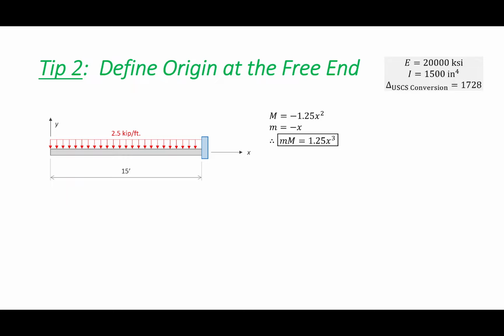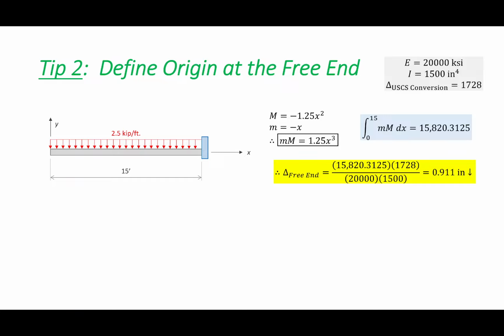So I cut a section, look this way. This is what we did in class. I got a big M of negative 1.25x squared, a little m of negative x, multiply the two. So my deflection is computed as follows. I integrate from here to here, and then my deflection is that integral divided by EI times 1728, and that's what I got. That's what we've already done in that problem. We did that in class. That's exactly how it worked out. Okay? Right with me on that?